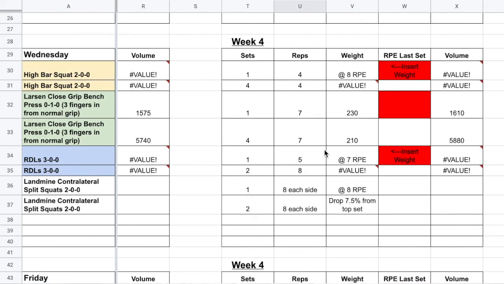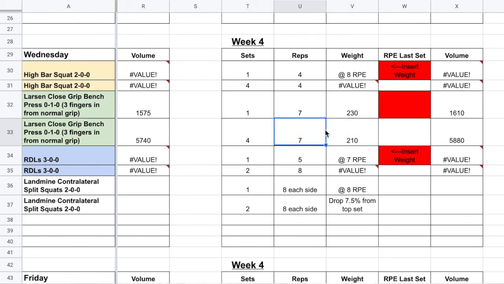And then on his tertiary day, we have Larsen close grip bench. So we have a double thing here. We have a self-limiting variation, a double self-limiting variation. We have Larsen and we have close grip. So that's double self-limiting. As well as you can see here, we're not using fatigue drop. We just have 1 top set and then 4x7 backing off.